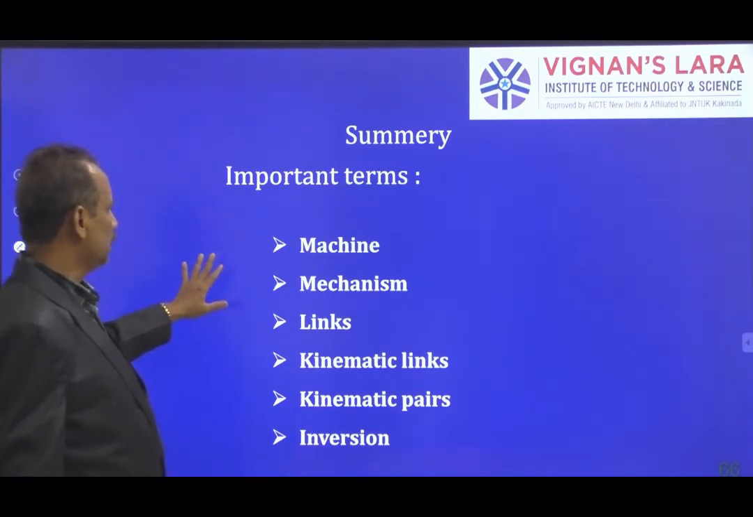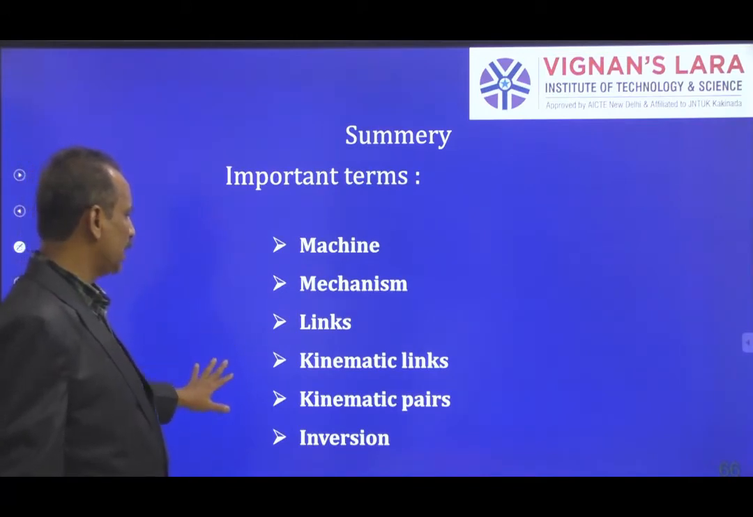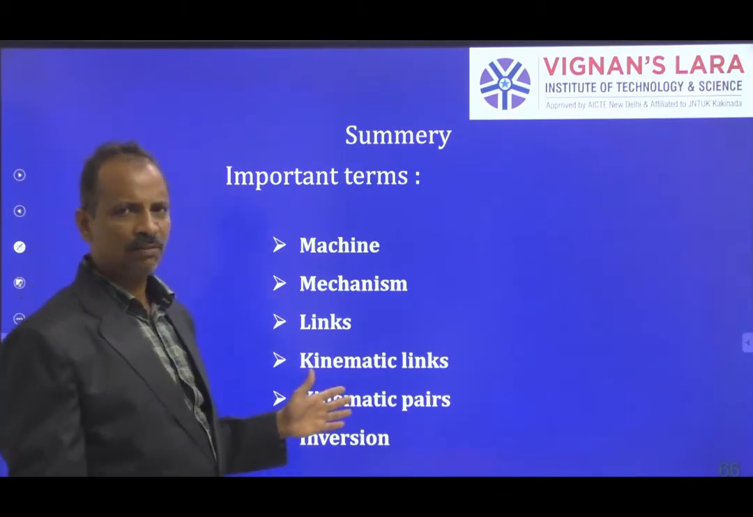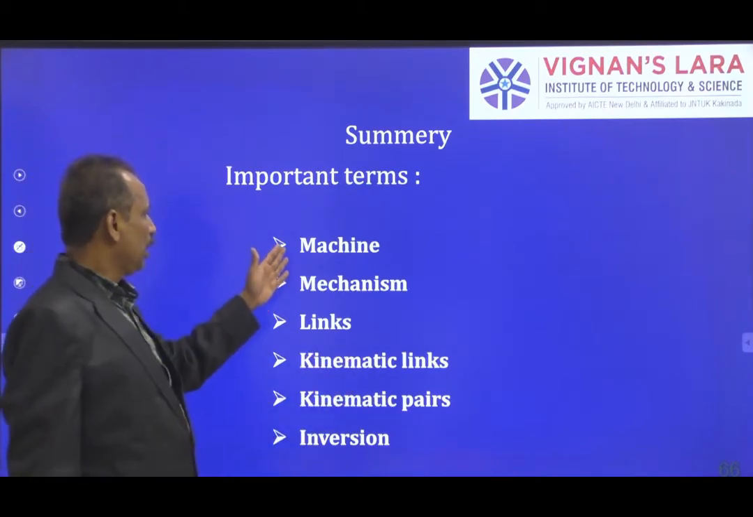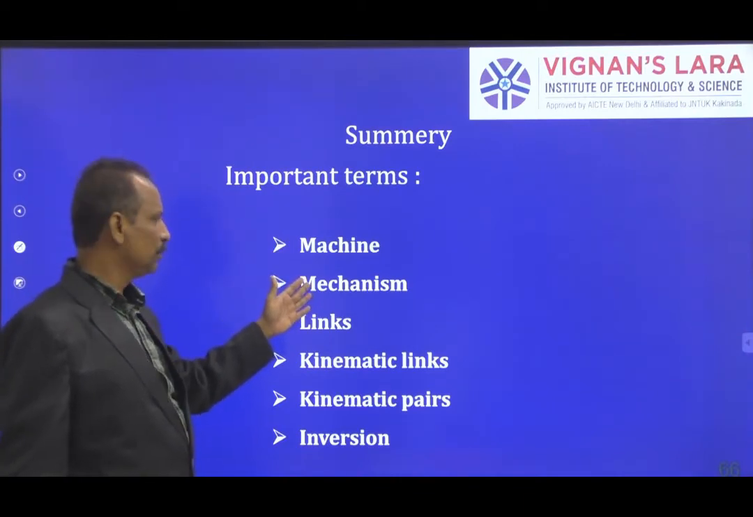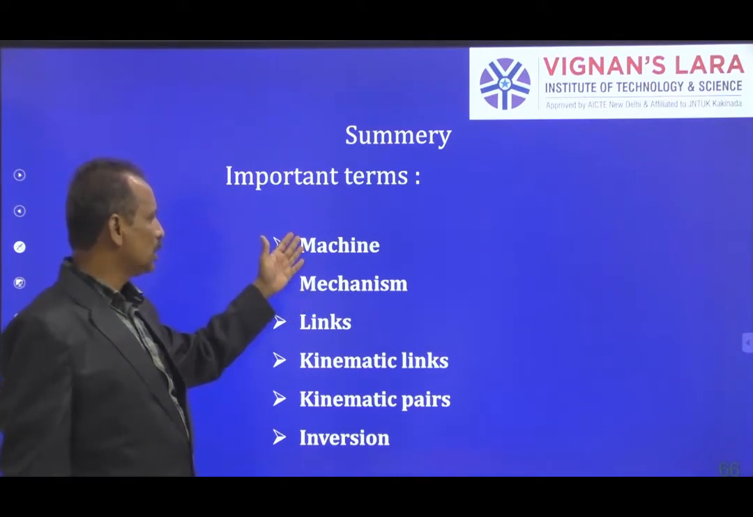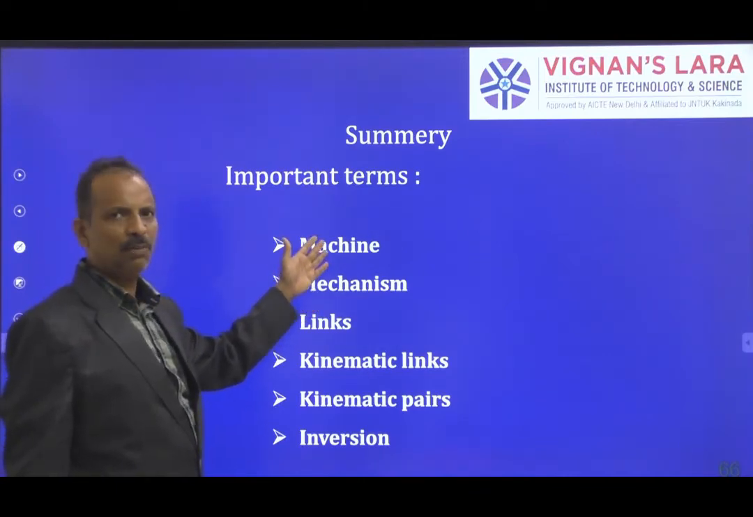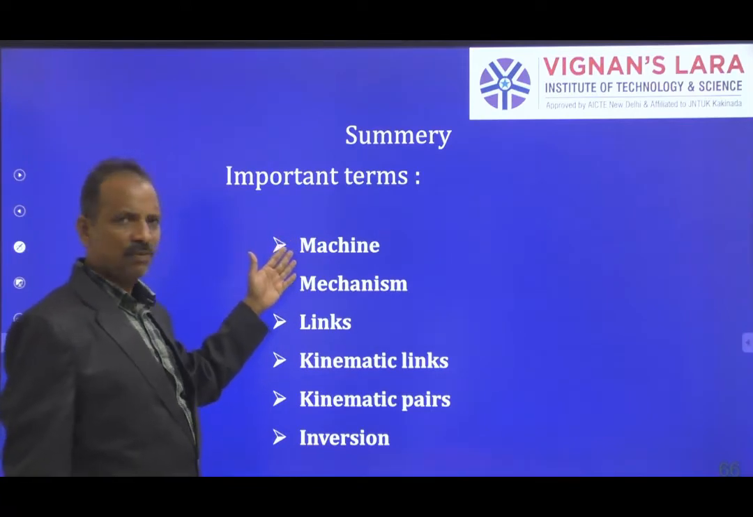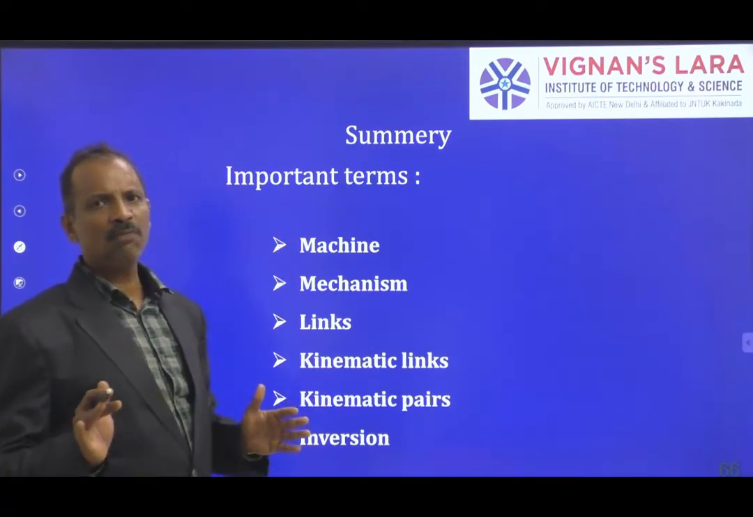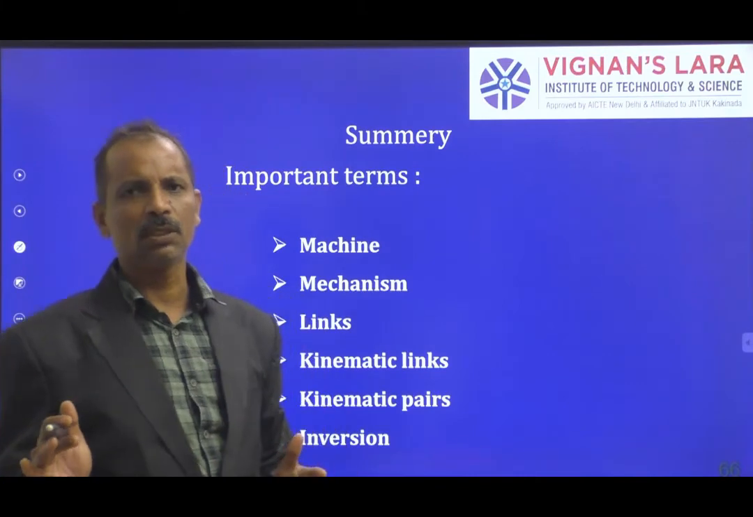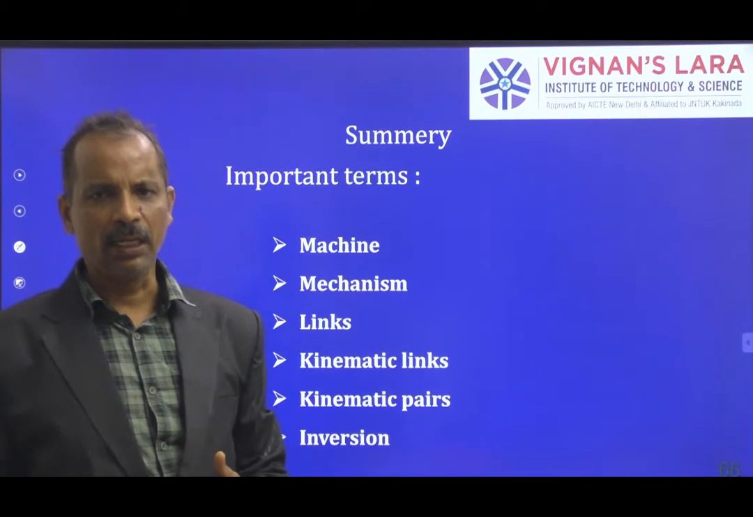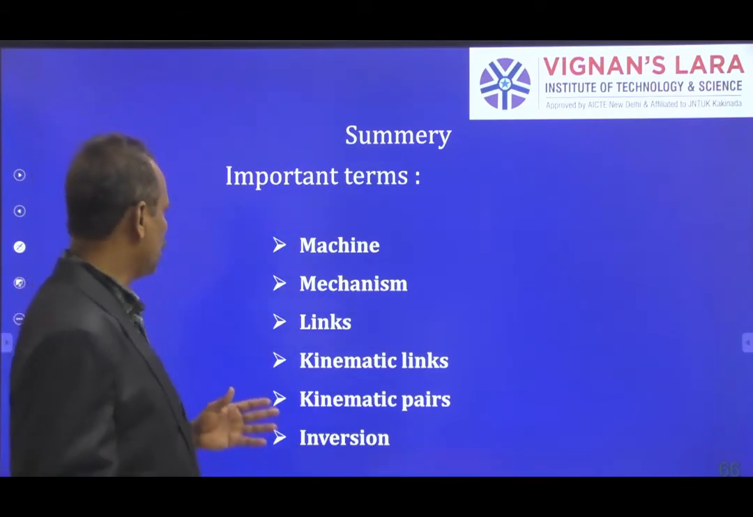Machine, mechanism, links, kinematic pairs and inversions. These are the terms which we came across at the very beginning. A machine consists of mechanisms. All machines are made of mechanisms, but a mechanism is never called a machine. That is what we said at the very beginning. A machine consists of a number of mechanisms, and it performs an output, work done. That is called a machine.